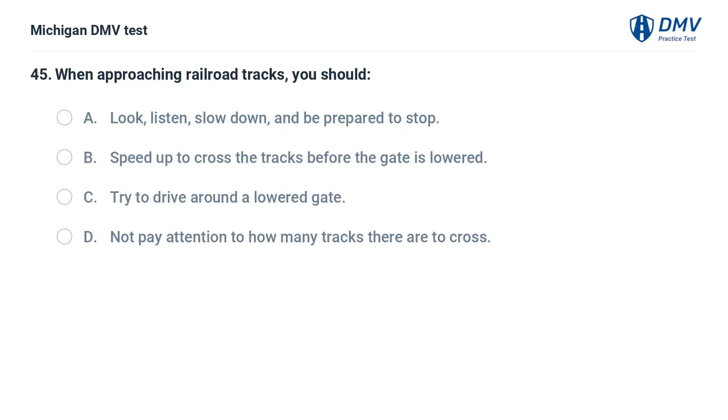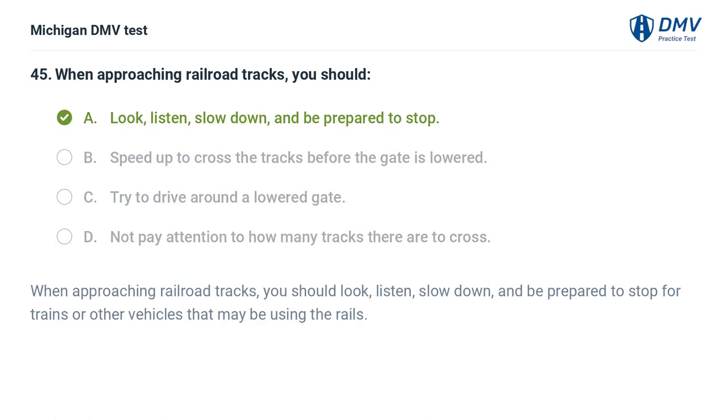When approaching railroad tracks, you should A. Look, listen, slow down, and be prepared to stop. B. Speed up to cross the tracks before the gate is lowered. C. Try to drive around a lowered gate. D. Not pay attention to how many tracks there are to cross. A. Look, listen, slow down, and be prepared to stop.